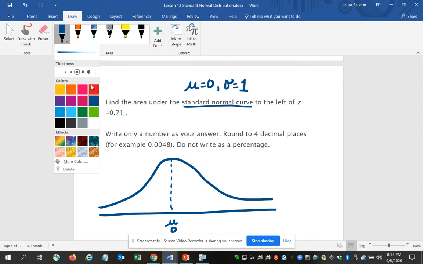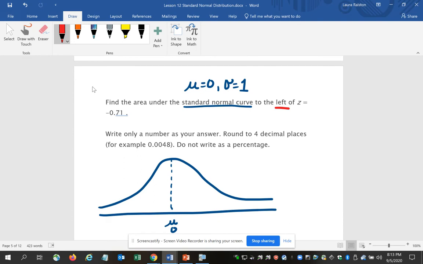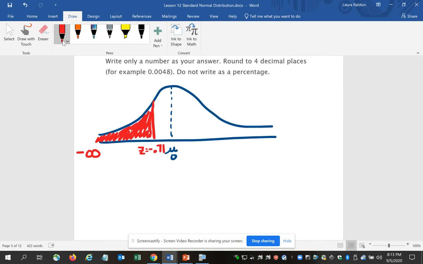And then it says we want to be to the left of z equals negative 0.71. It's negative, so that value of z is going to be to the left of the mean. So z is negative 0.71, and you want to be to the left of that. If this is my point of reference, the left would be this area here. And again, remember, technically this does go out to negative infinity because it is a continuous curve. It keeps going and going and going.